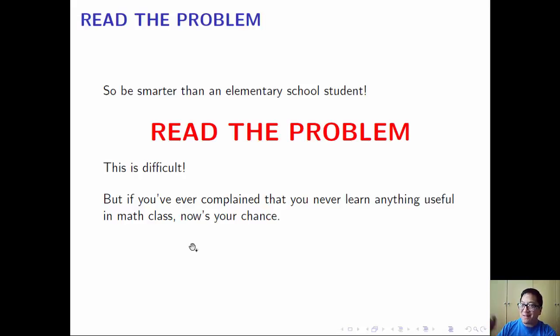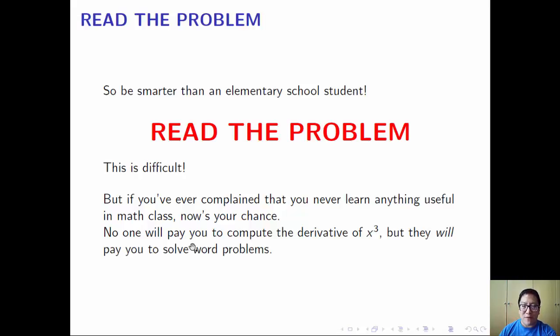Because, let's face it, no one is ever going to pay you money to compute the derivative of x cubed. I mean, there are perfectly good computers that can do that. But they will pay you to solve word problems. In fact, from an admittedly theoretical mathematician's standpoint, all of science and engineering is solving word problems. So here, we're teaching something useful.